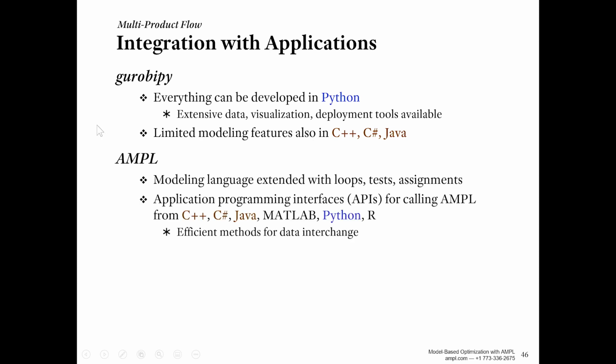In AMPL, when you want to embed it, well, there are loops and tests and assignments that the modeling language has been extended with that let you write some scripts to automate a number of things. And people have written quite sophisticated scripts. But beyond that, AMPL has APIs to different programming languages. So there's a Python API if you want to call AMPL from Python and exchange data with it. And there are APIs for other popular languages as well, and efficient methods for sending the data back and forth.